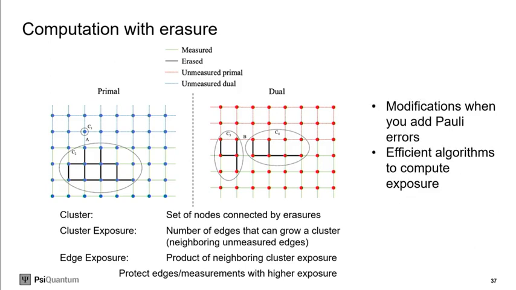There are, of course, this is a simple example. There are certain modifications when you add Pauli errors. In this case, for instance, my exposure is only counted by the size of the cluster that can actually grow in the future. However, when you add Pauli errors to this game, you'll have a situation where even things which have been measured in the past might not be perfect. So there are certain modifications that you make when you are considering Pauli errors that are described in the paper. One important consideration, of course, is that you need efficient algorithms because you need to compute this fast. And so we have that described in the paper as well.